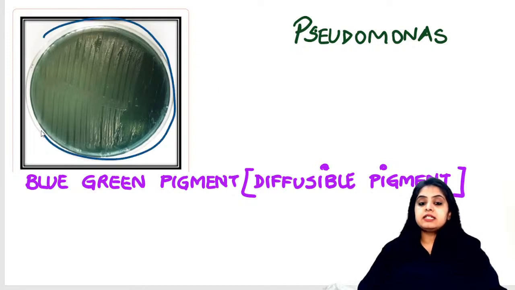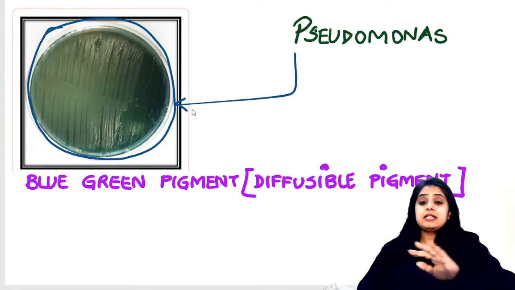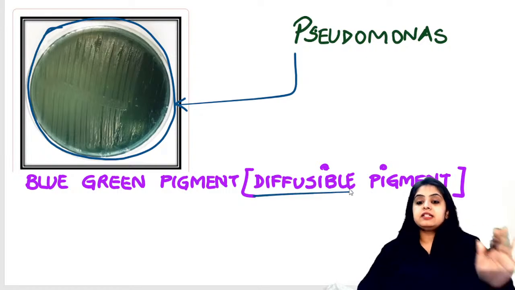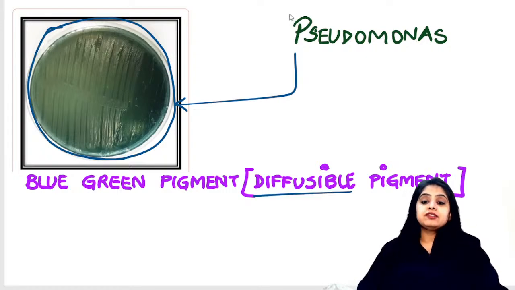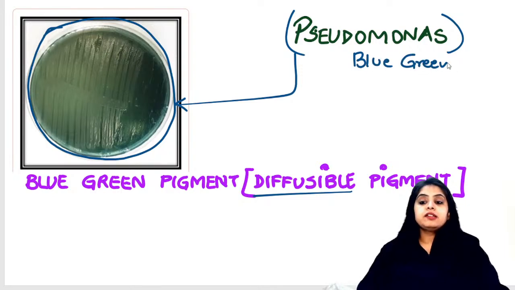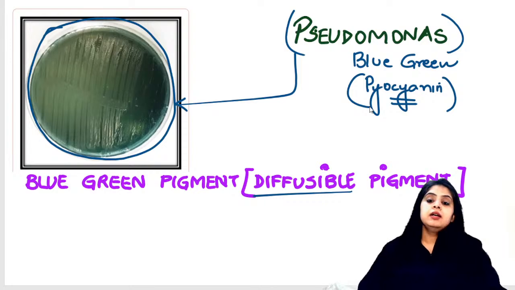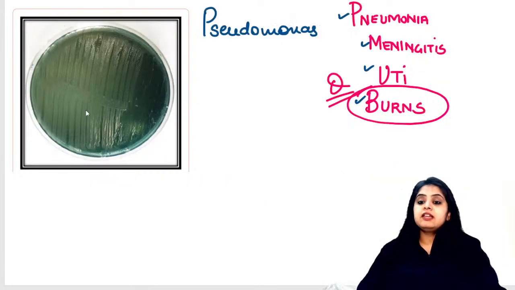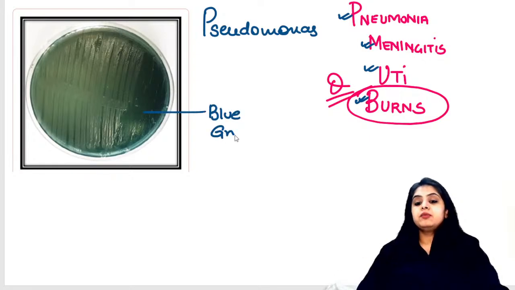Look at the plate. The entire culture plate has become blue green in color. So as soon as I start seeing blue green pigment, which is also known as pyocyanin, cyano means bluish greenish, I know I'm dealing with pseudomonas. So whether they give me a history of pneumonia or meningitis or UTI or burns, as long as I'm seeing a blue green pigment, my answer will always be pseudomonas.